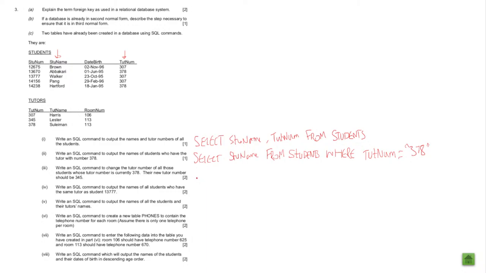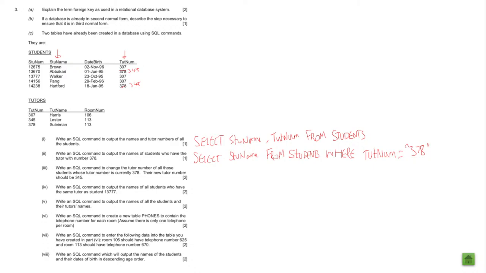Third one down. Now, because the third one down says write an SQL command to change. Excellent, yeah. Update student, set tutor number. So what Adil's saying, he's saying update the students table. Yes. Set the tutnum, this one, where it equals 345. So set it to 345 where the tutnum equals 378. So wherever we've got 378 in here, it'll set it to 345. So cross that out, 345. And 345. Yeah, good.